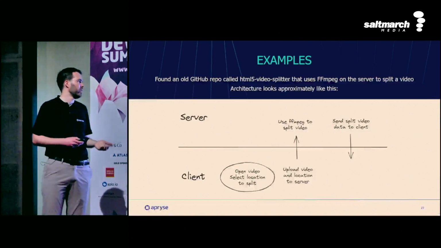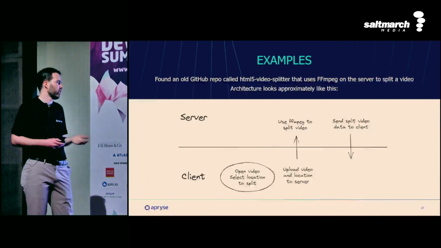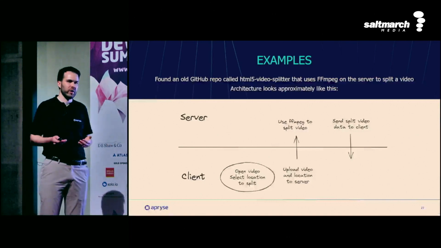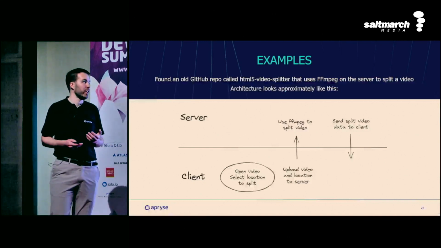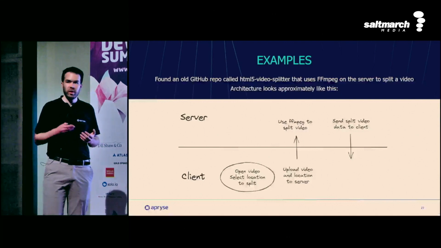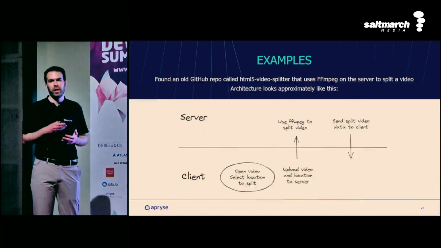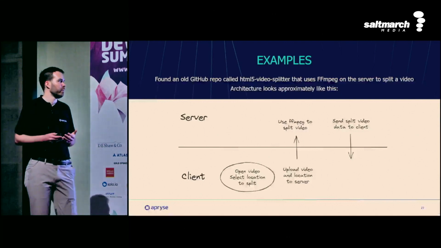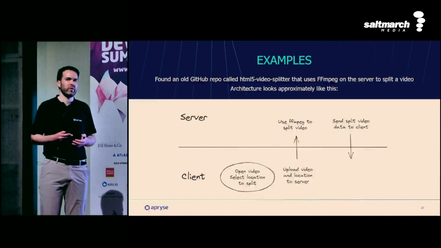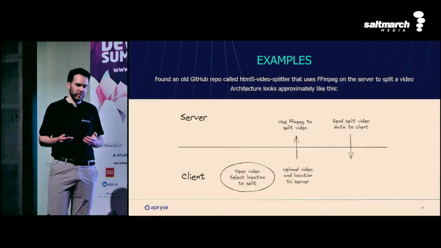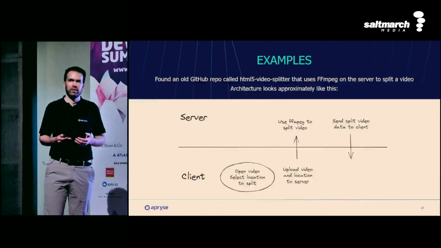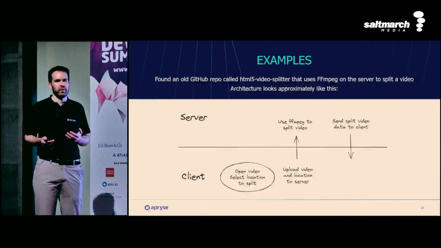So you can see the architecture here. In general, the client's going to open the video, choose a video file from their computer. They're going to select a location where they want to split at. Then they're going to upload the video to the server and the location where they want to split. And then they're going to use FFmpeg on the server to split that video. Once they've split the video, they'll send it back to the client. And the client will get that data and they can download the split video.